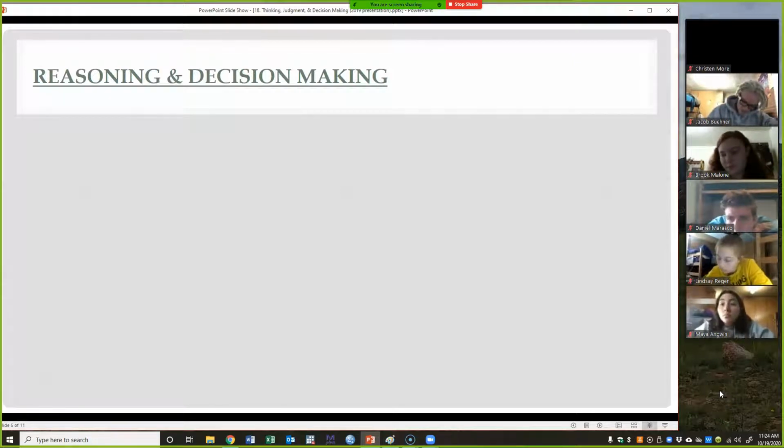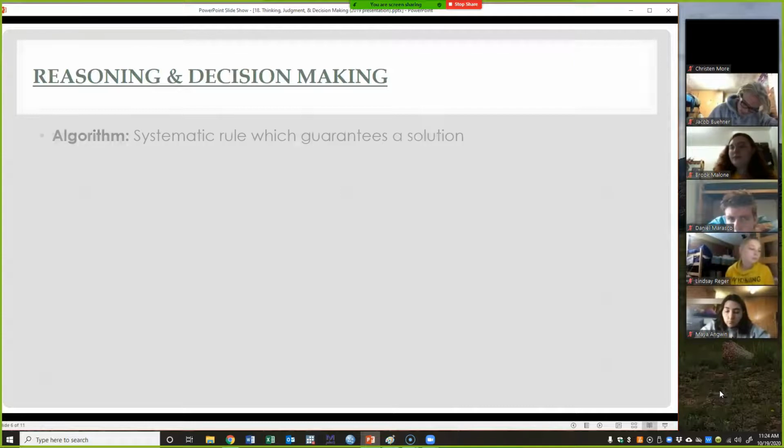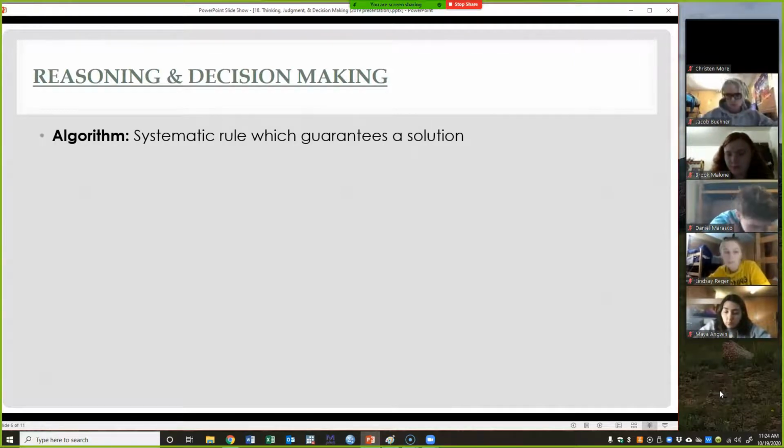Same type of thing. We can start to say, okay, what's the actual process that we go through to build impressions and judgments, and come to solutions and answers? Okay. So there are a number of different ways we can go about this, right? The first one would be an algorithm, okay? An algorithm is some systematic rule that we can use to arrive at a solution for something, okay?